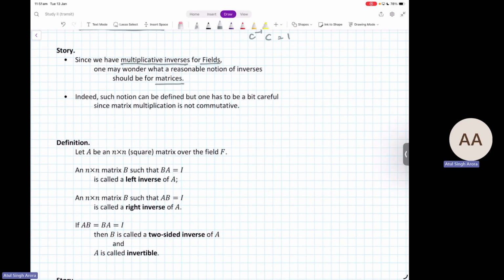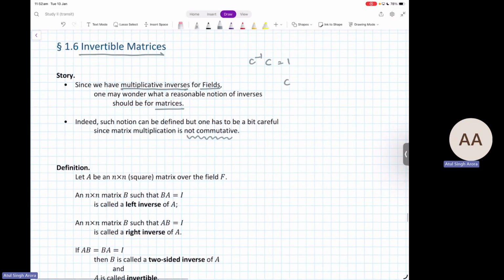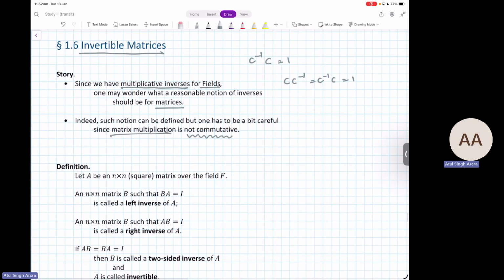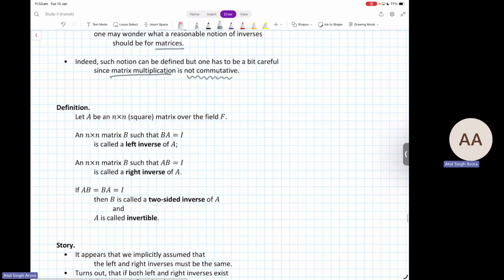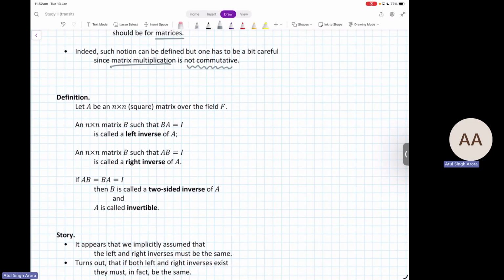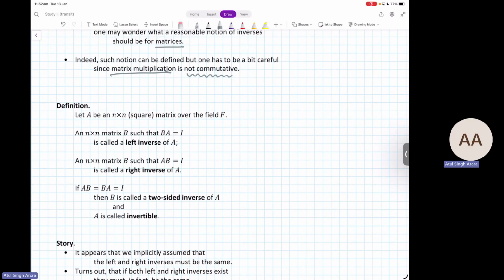And indeed, one can define such a notion, but one has to be a little bit careful. Because we know for fields, for example, c times c inverse is the same as c inverse times c, and this is 1. But for matrices, this is not necessarily going to be the case, because we saw that multiplication itself is not necessarily commutative. So we'll have to be a little bit more careful. So now the definition of an inverse is as follows. We're just going to keep track of this non-commutative part.